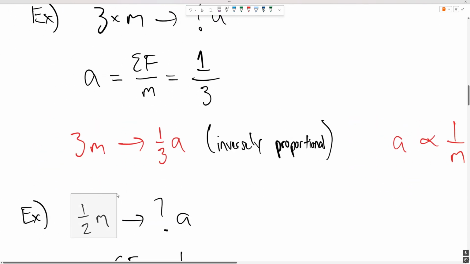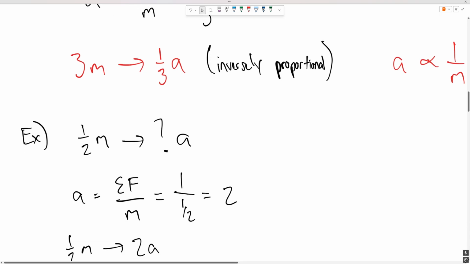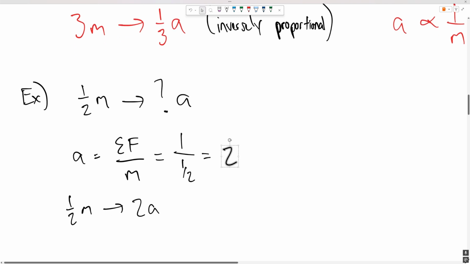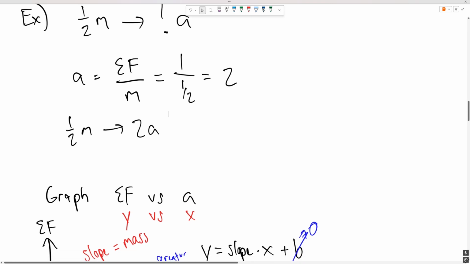If the mass was to go down, then what happens? So if we have, say, half the mass, what happens to the acceleration? We'll use the rule of one again. Acceleration equals net force over mass. Net force isn't changing, so plug in a 1. For our mass, we get a half of it. So 1 divided by 1/2, well, that's 2. So if we have 1/2 the mass, we get double the acceleration. By decreasing the mass by a factor of 2, we increase the acceleration by a factor of 2. Inversely proportional.